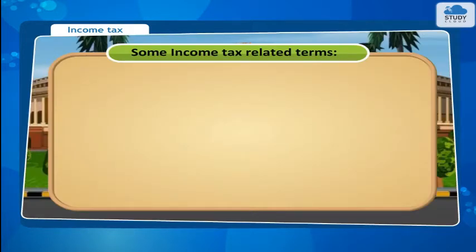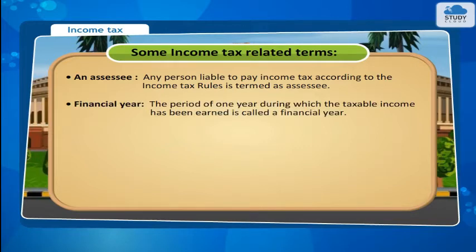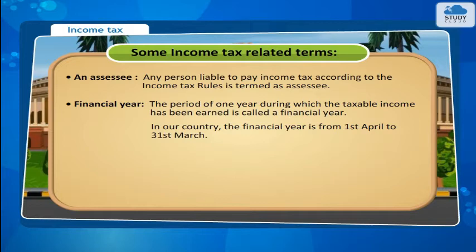Some income tax related terms. An assessee: any person liable to pay income tax according to the income tax rules is termed as an assessee. Financial year. The period of 1 year during which the taxable income has been earned is called a financial year. In our country, the financial year is from 1st April to 31st March.